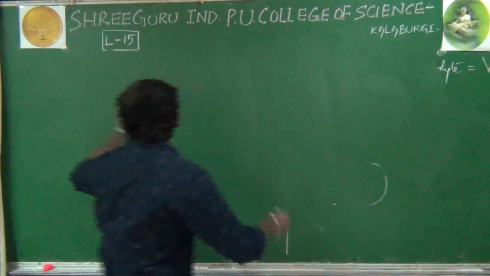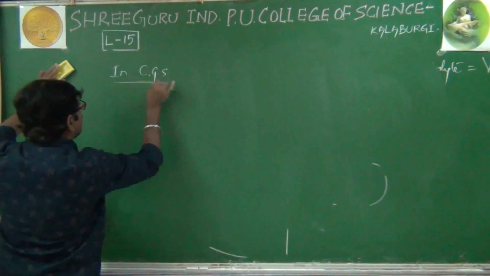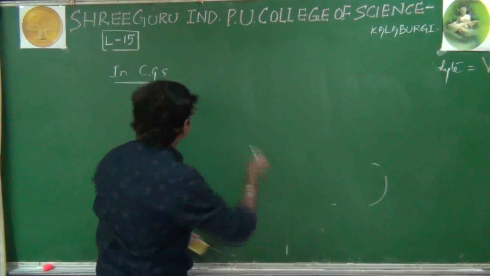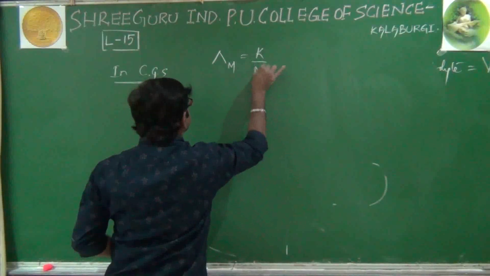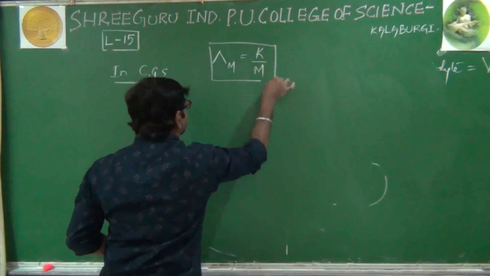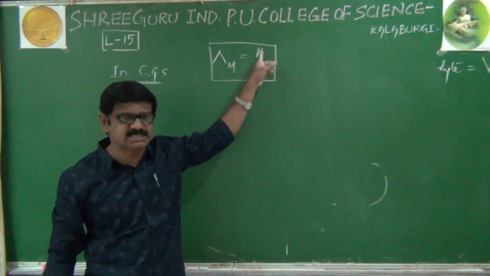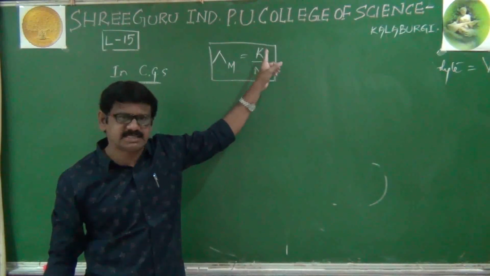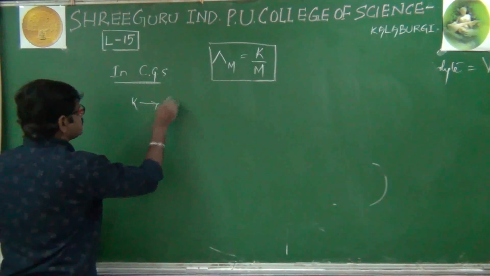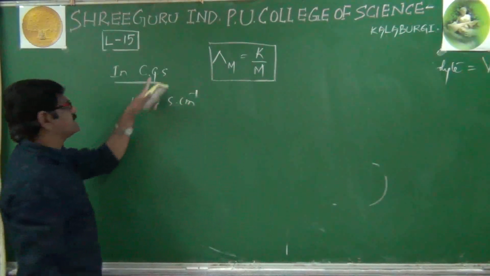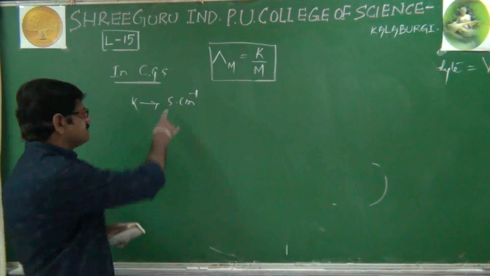Right, in the CGS system, how we will convert, we will see now. Lambda m is equal to K by m is our main basic formula. Already known to you, K, the conductivity units, in the CGS system is Siemens per centimeter, in the SI system Siemens per meter. Now I am using K units as Siemens per centimeter because we are taking the CGS system values only.